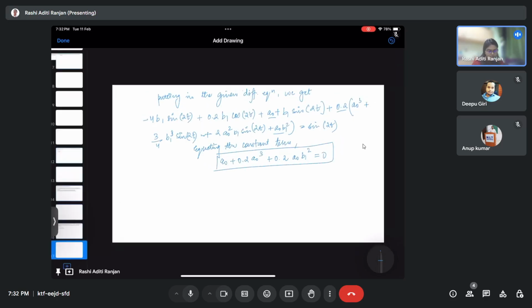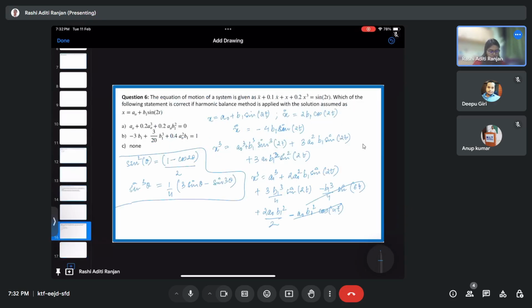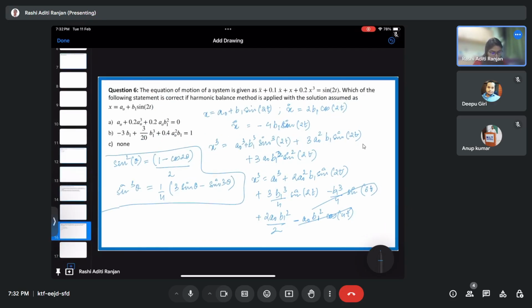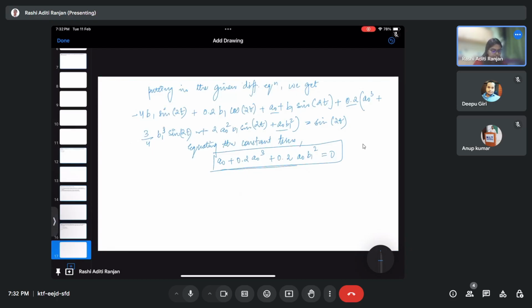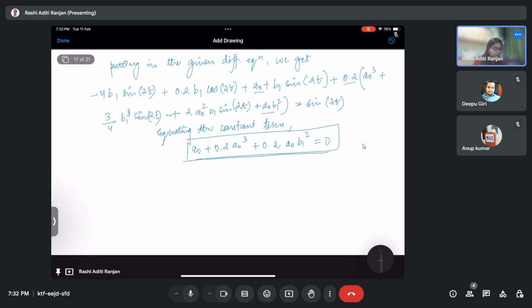Yeah, and if you see in the options, this is what you are getting. Yeah, so this statement is going to be correct. See, it is the same. Now we will equate the coefficients of sine 2t. Correct? Now if we equate, what are we going to get?